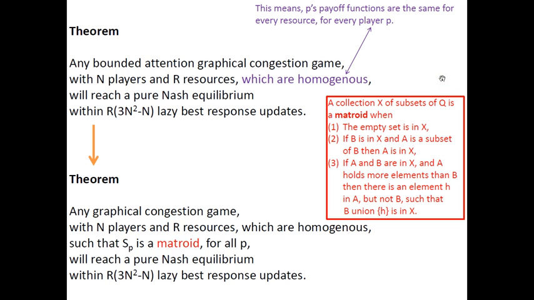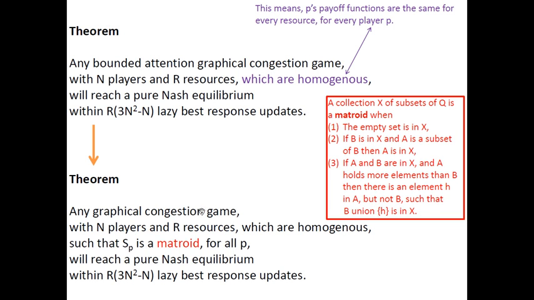Well, given some set, a matroid is a collection X of subsets of that set with the following properties: the empty set belongs to the collection; if B is a member of this collection and A is a subset of B, then A also belongs to the collection; and if A and B belong to this collection and A has more elements than B, then there's going to be an element H of A which is not in B, and such that if we add this element to B, so if we get B union H, then that's also an element in X.